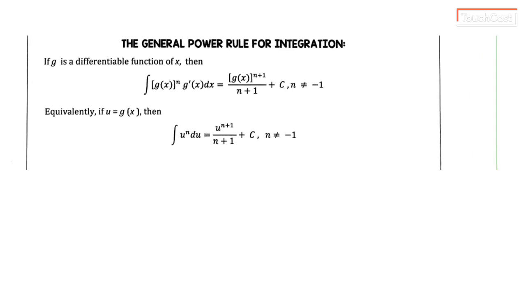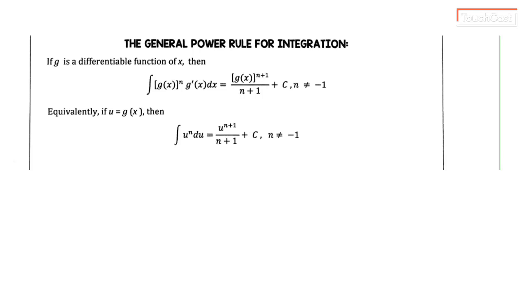So now we've got the general power rule for integration. What we say is if g is a differentiable function of x, then the integral of g of x to the power of n times g prime of x with respect to x is equal to g of x to the n plus 1 divided by n plus 1 plus c, as long as n is not negative 1. Equivalently, we could replace g of x with u and say the same thing.